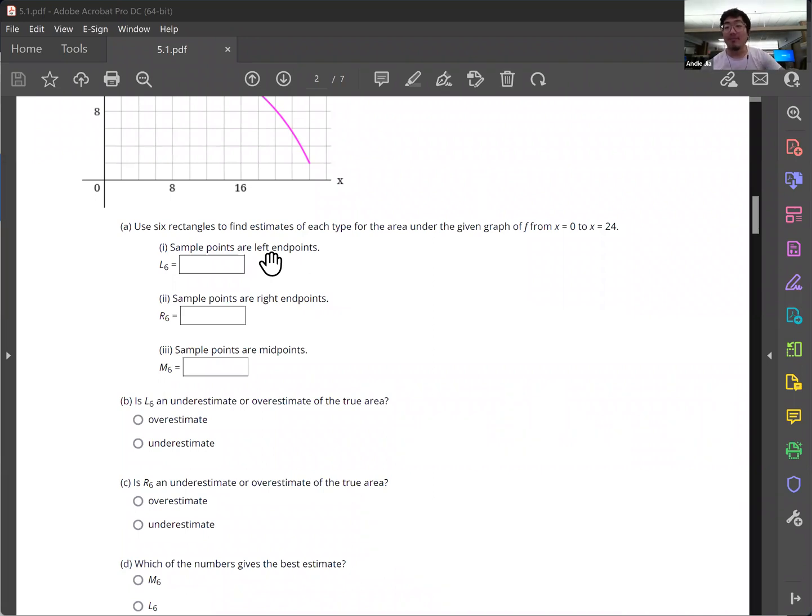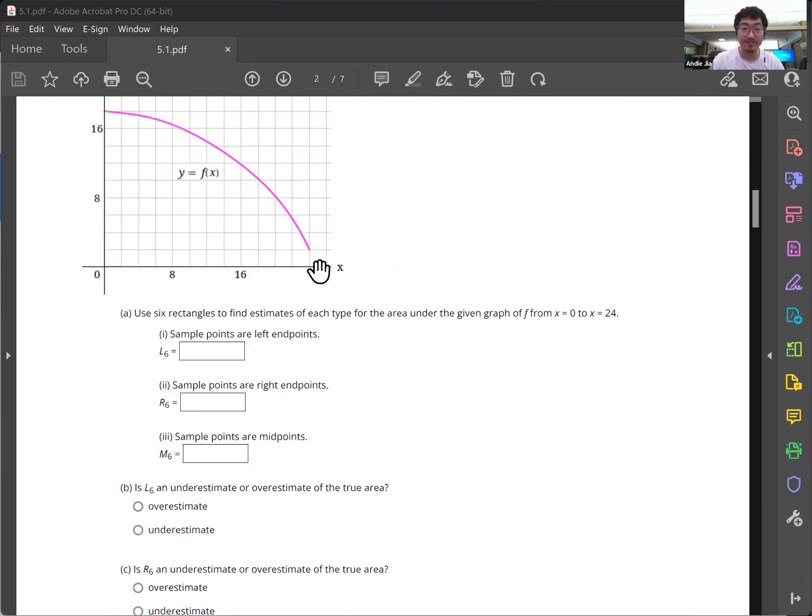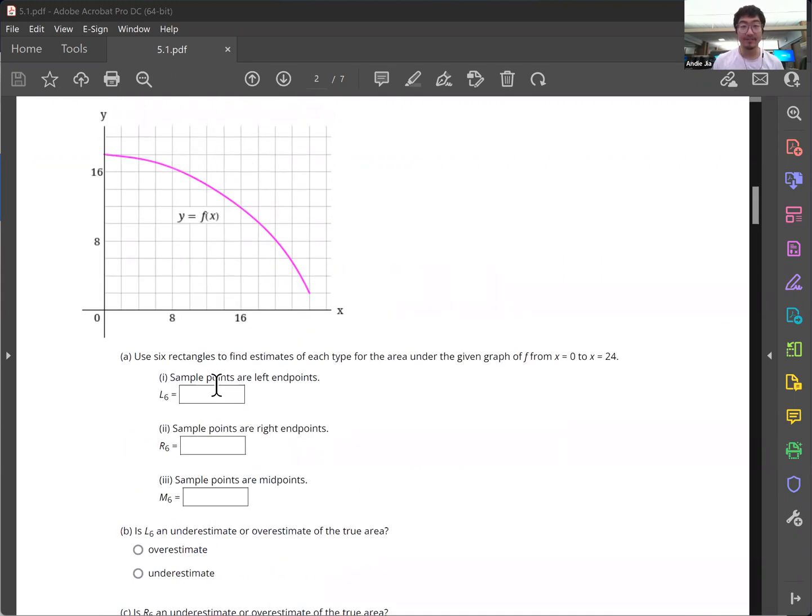How to do left endpoint approximation: if you want to do 8 subintervals for this question, each width is going to be 3. So we go x equals 3, 6, 9, 12, 15, 18, 21, 24. For the left endpoint, you pick the lower end of each subinterval. So we go from x equals 0, 3, 6, 9, 12, 15, 18, 21. That is 8 subintervals for left endpoint.